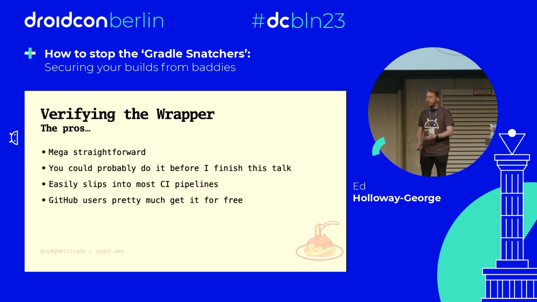So there are pros and cons to this as well. The pro of verifying the wrapper is that it's mega straightforward. In fact, you could probably do it before I finish the talk. I would recommend not doing it because that would be quite distracting, but you could. It easily slips into most CI pipelines. So this is something that you're going to be able to do very straightforwardly. And like I say, GitHub users pretty much get it for free. So it seems like a really good, extra security thing to have on your CI.